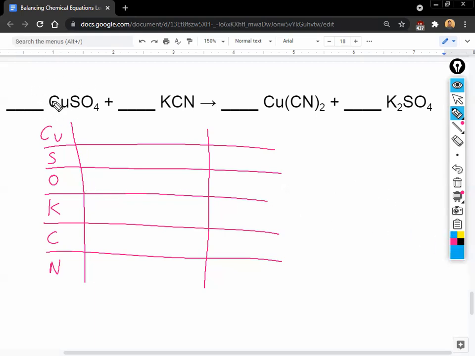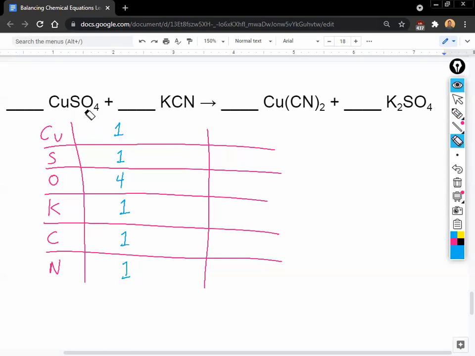Okay, so how many coppers do I have on the left side? One. So we have one copper because there's no number here. Okay, how many sulfurs do we have? One, because there's no number here. How many oxygens are there? Four, so there's four oxygens. And then KCN, there's one for all of them.